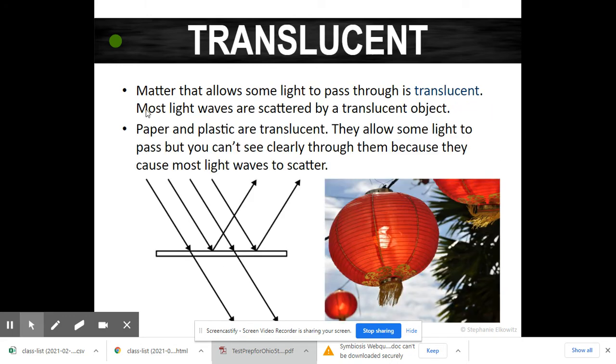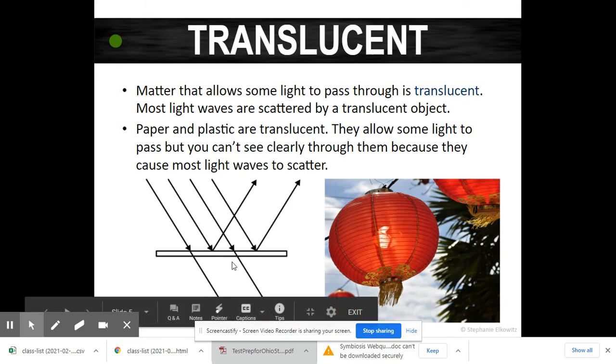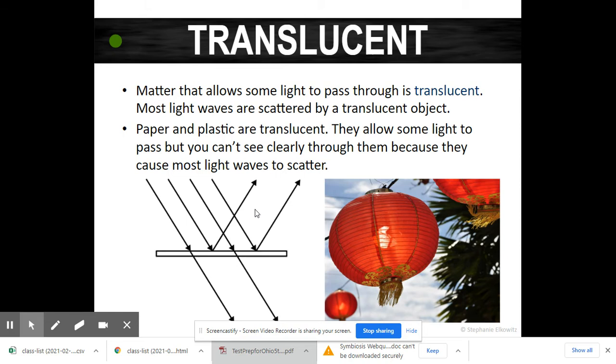Then we have matter that only allows some light to pass through it. This is pronounced translucent. Most of the light waves are scattered when it goes through a translucent object. For example, paper and plastic, those are translucent. They're allowing some light to pass, but you can't clearly see through them because they cause most of the light waves to scatter. So when the light hits that form of matter, it scatters. Therefore, we only see part of it.